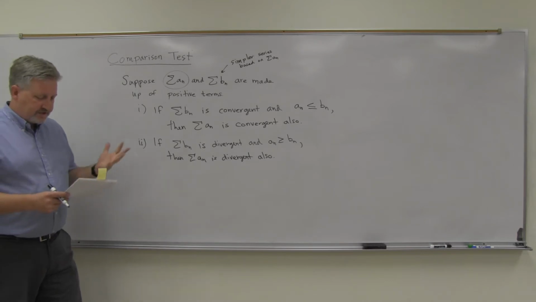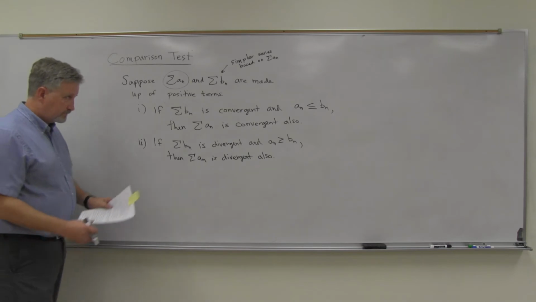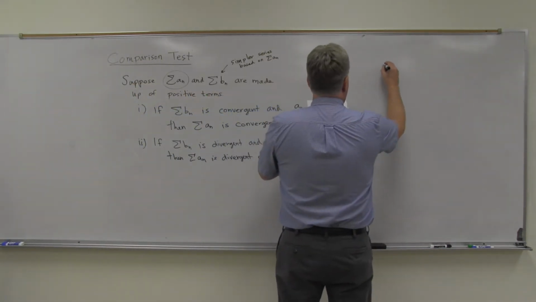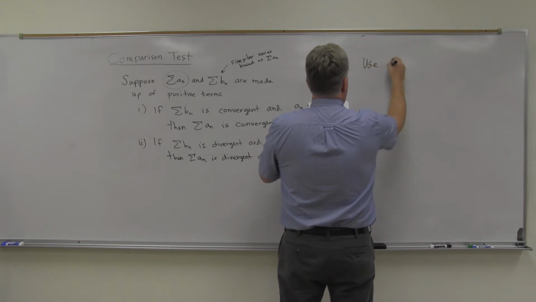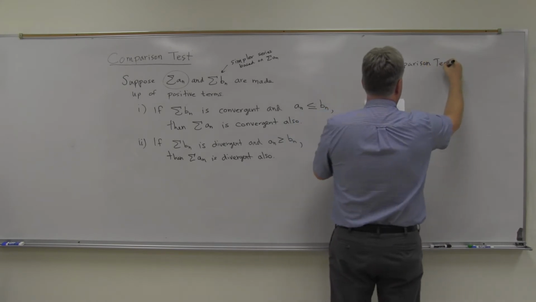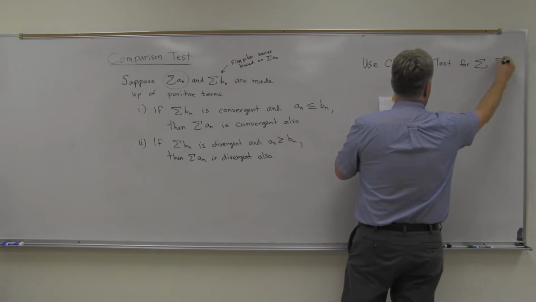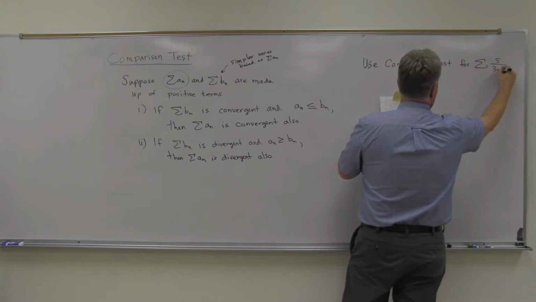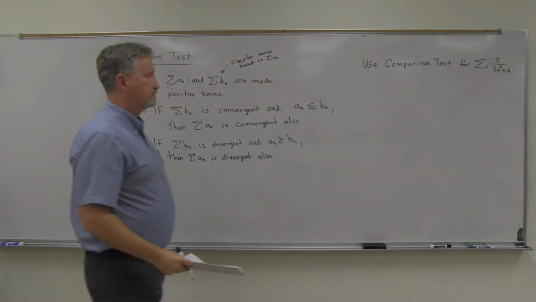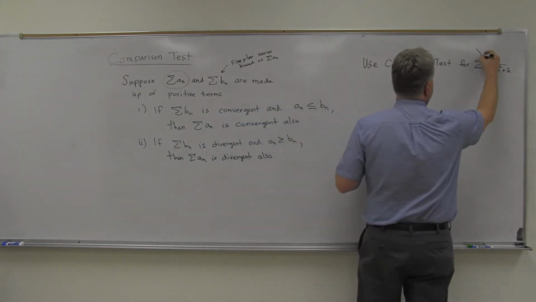But okay, well, let's look at a couple of examples where this comparison test does work. Let's see how it works. Okay, so let's use the comparison test on this series, 5 over 3n squared plus 2. So that's going to be the a sub n series.